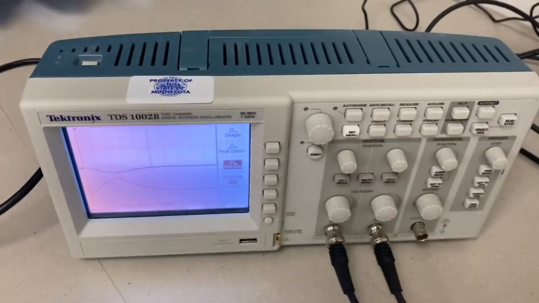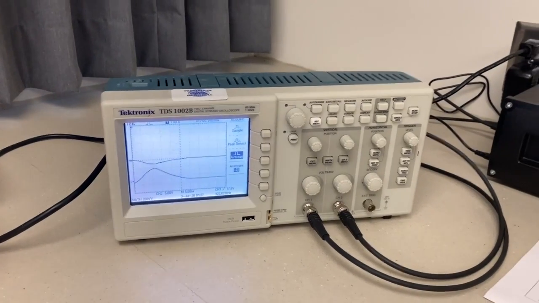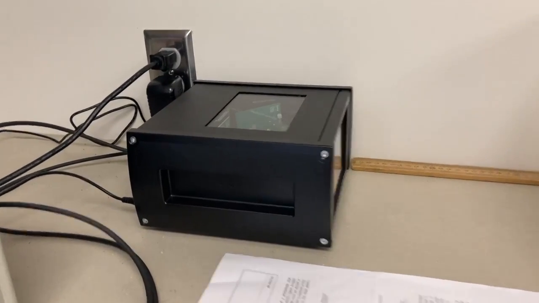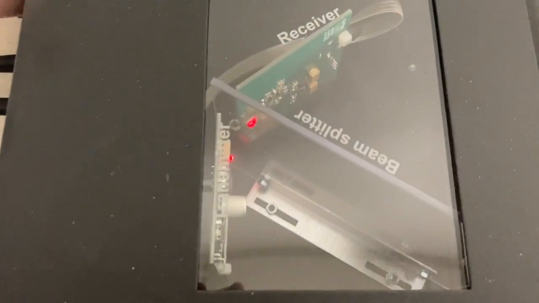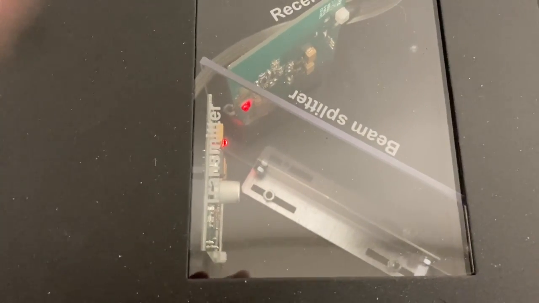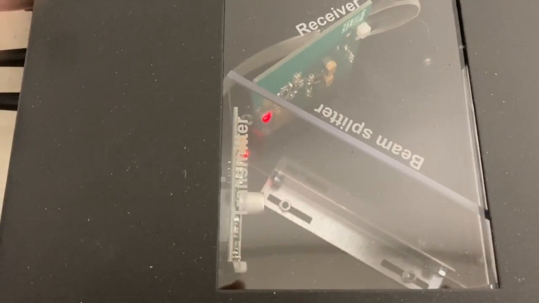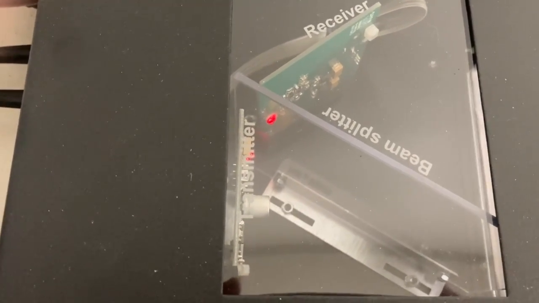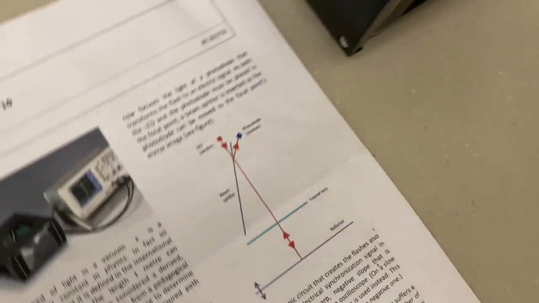We have an oscilloscope, which will keep track of the measurements. We have the device itself, which consists of a laser that goes into a beam splitter, which means that it divides the beam into one direction reflected sideways, the other direction going straight. And then here's the reflector.